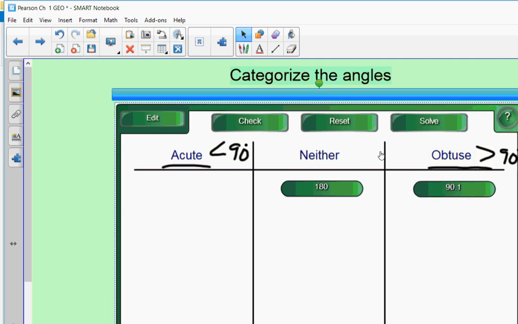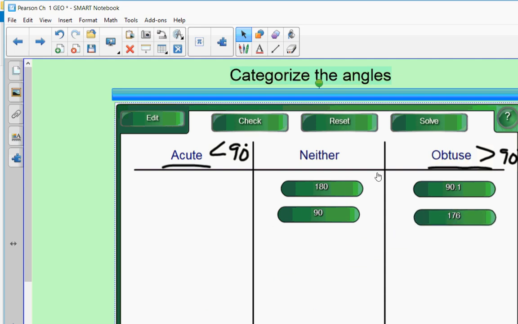I have one that's 90 degrees. Well, 90 degrees is not less than 90, and it's not greater than 90. So remember, I think 90 was right. So in this case, it's probably going to be neither. The next one's 176. So I'm going to look at these, and I think that's going to go over here on obtuse. It's bigger than 90.